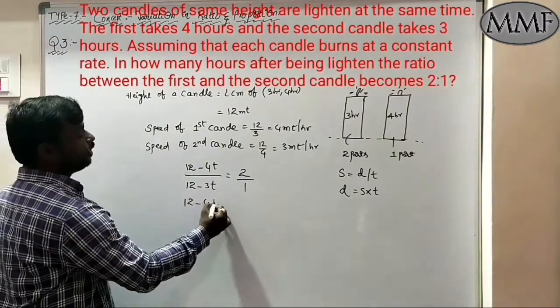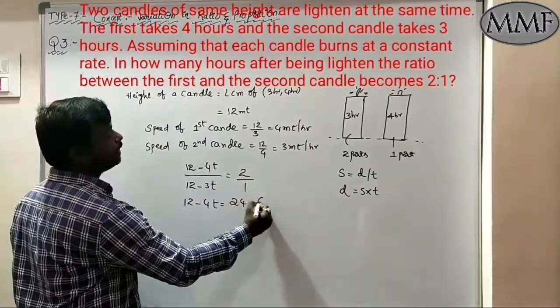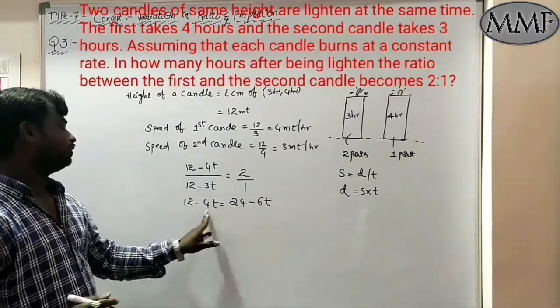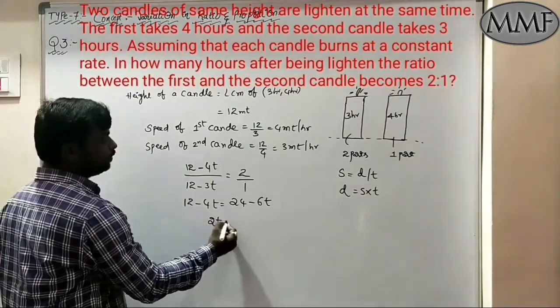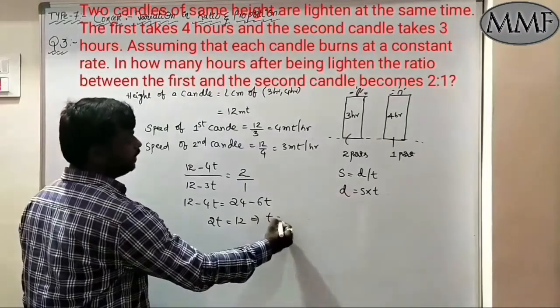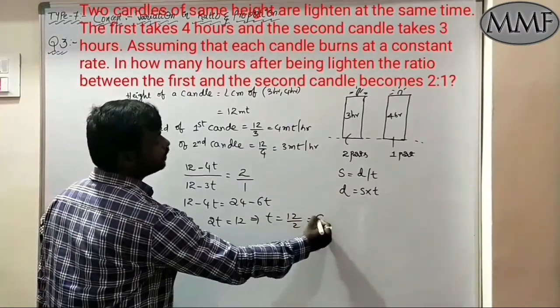12 minus 4t is equal to 24 minus 6t. Clear or not? Now, turn this side: 6t minus 4t is 2t, 24 minus 12 is 12. That implies t is equal to 12 by 2.